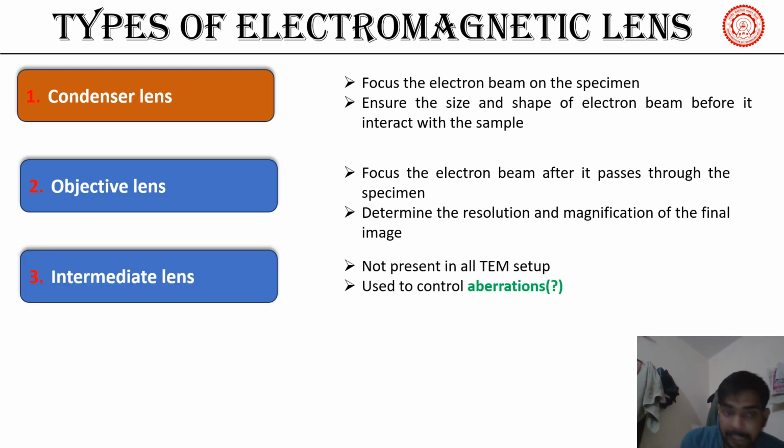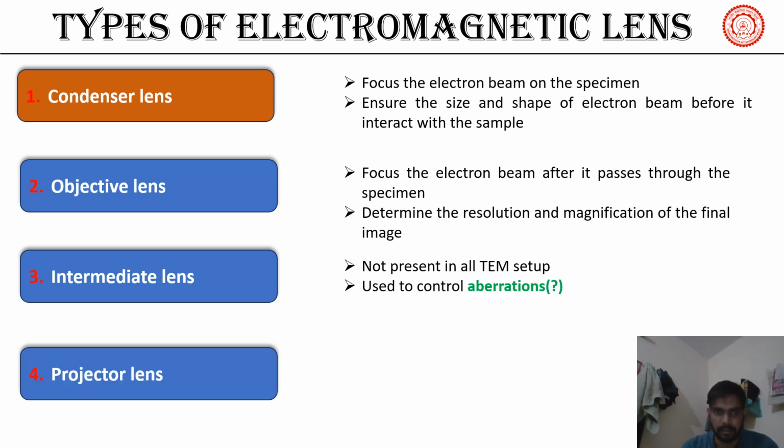Third one is the intermediate lens. This lens is not necessarily present in all TEM setups, and it has a role in controlling aberration. So what is aberration? This is discussed in the next portion of the PPT, and there are many types of aberration and how they are removed. They are discussed further.